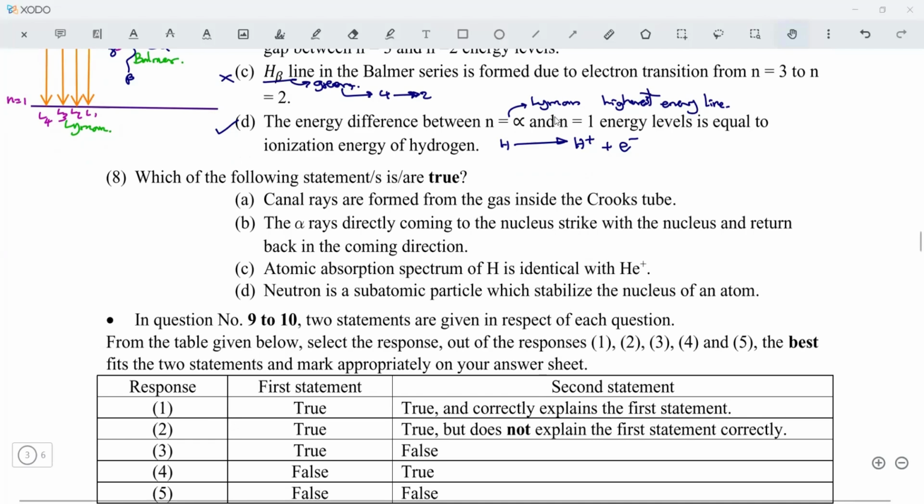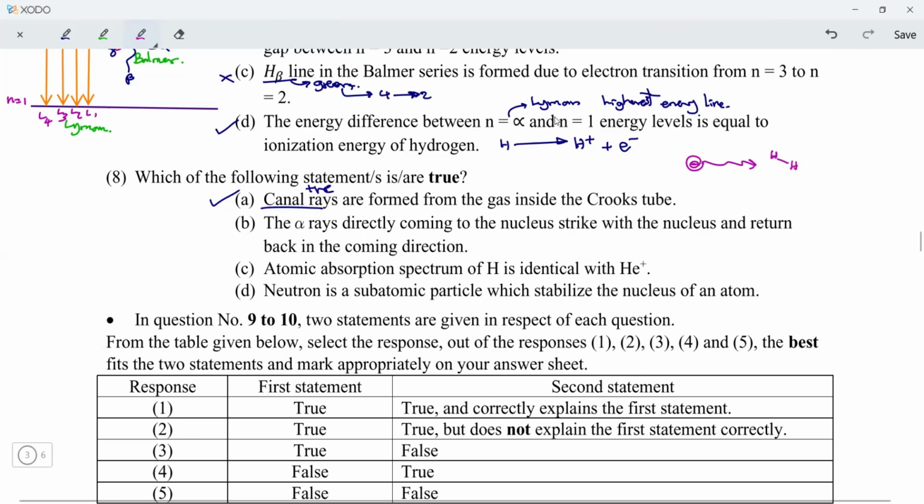Canal rays are formed from the gas inside the Crookes tube. Canal rays are the positive rays that we discussed. So that is actually true, because we discussed earlier that when high energy electrons are moving in the cathode ray tube, they eventually collide with the molecules. Then they break the molecules into atoms. Then further collisions will ionize electrons from the atom. As a result, we will be having H plus ions. So actually that is formed within the cathode ray tube.